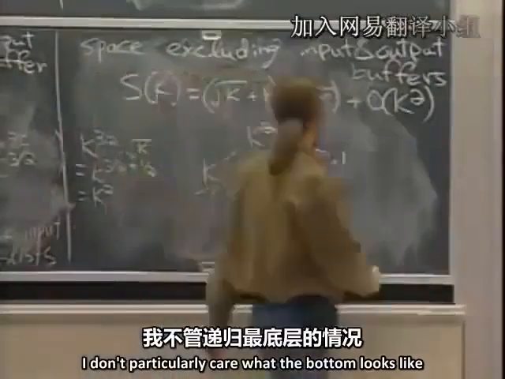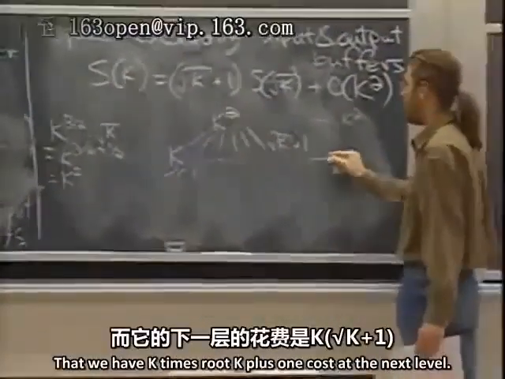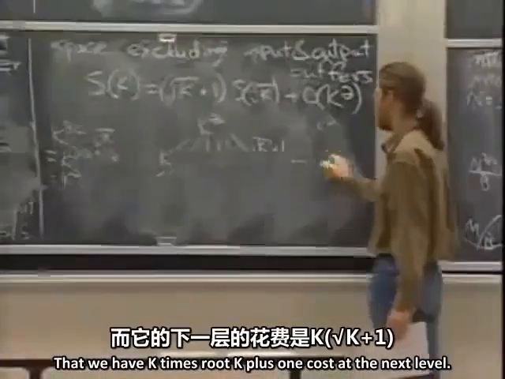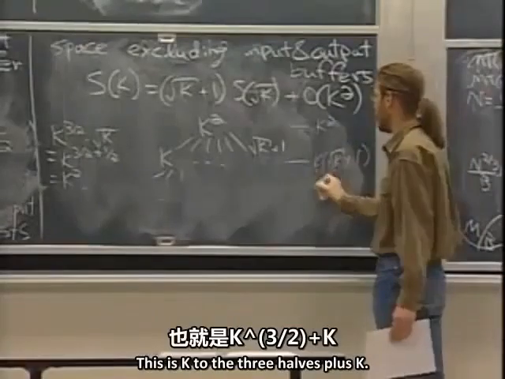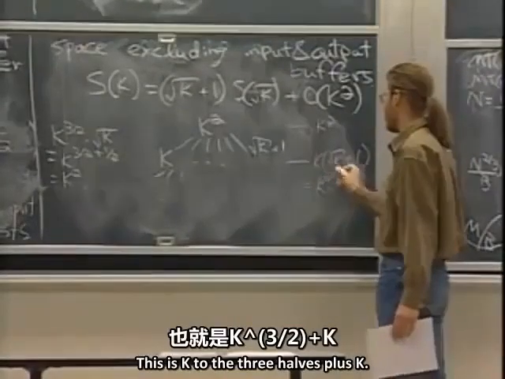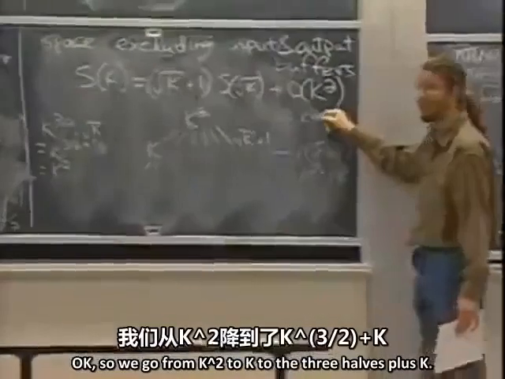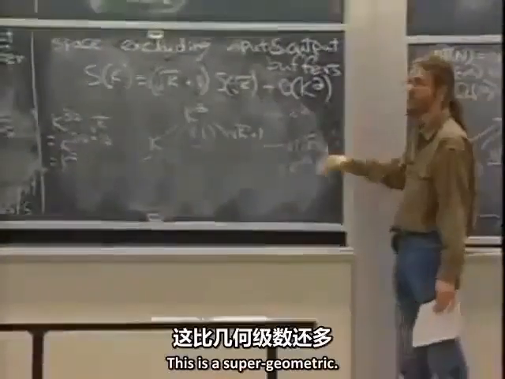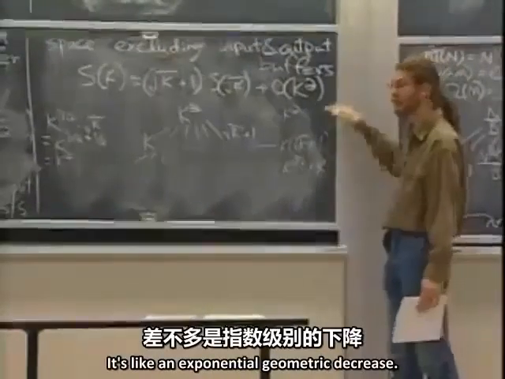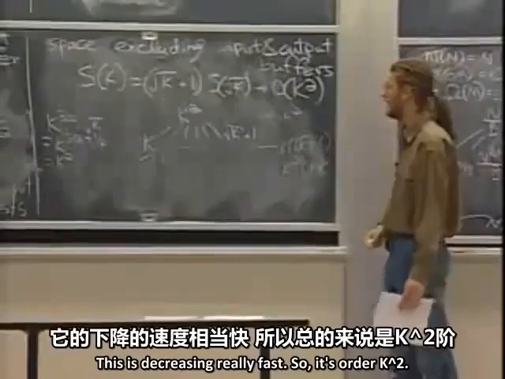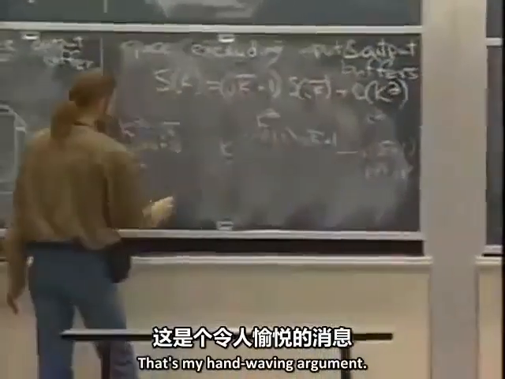And I don't particularly care what the bottom looks like, because at the top we have k squared. Then we have k times root k plus 1, cost at the next level. This is k to the 3/2 plus k. Okay, so we go from k squared to k to the 3/2 plus k. This is a super geometric, it's like an exponential geometric decrease. This is decreasing really fast. So it's order k squared. That's my hand-waving argument.